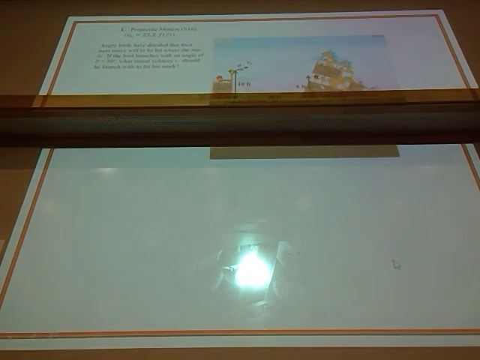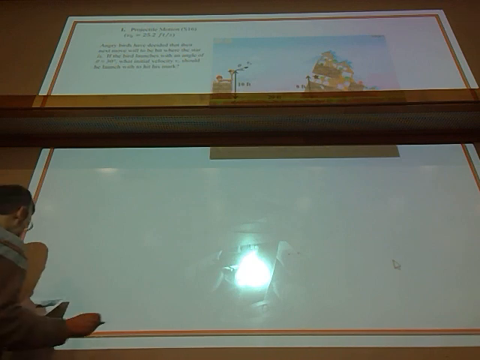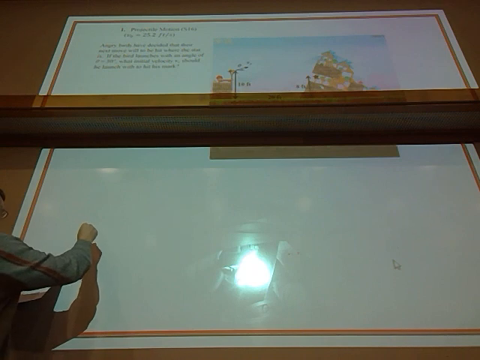Okay, so Angry Birds decide that their next move will be to hit where the star is. If the bird launches with an angle of 30 degrees, what initial velocity should he launch with to hit his mark? There's a lot of prepositions that are just turning up there.